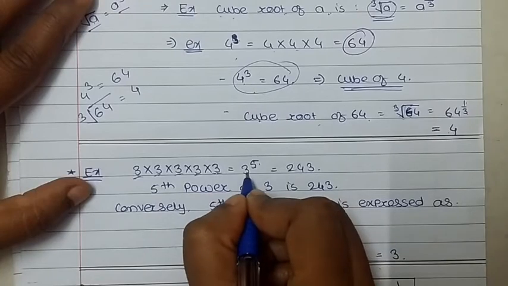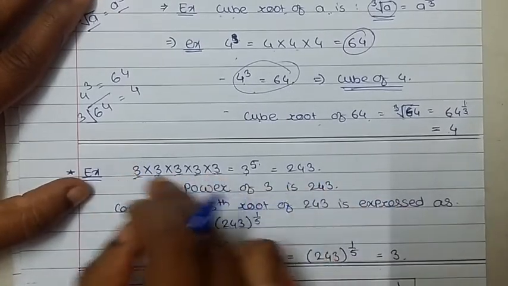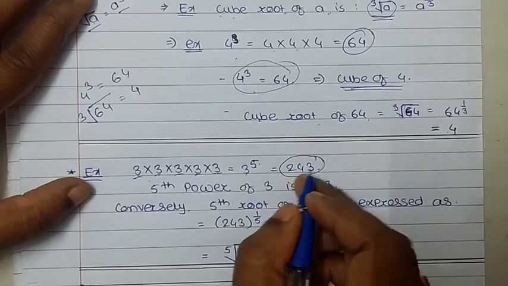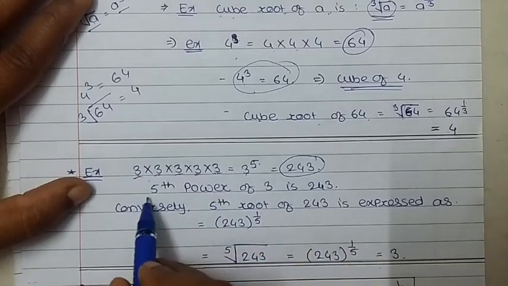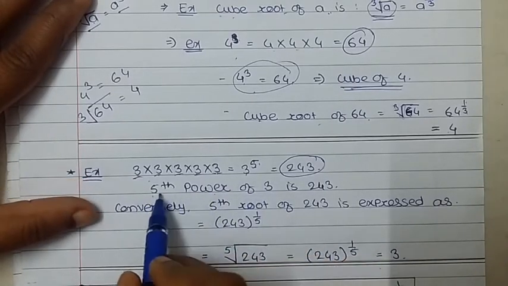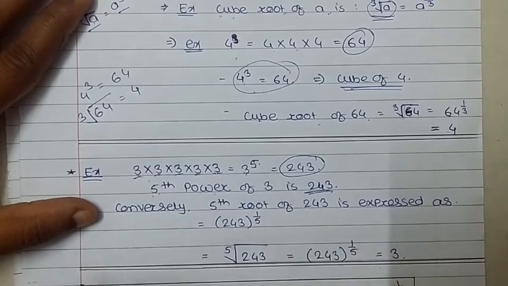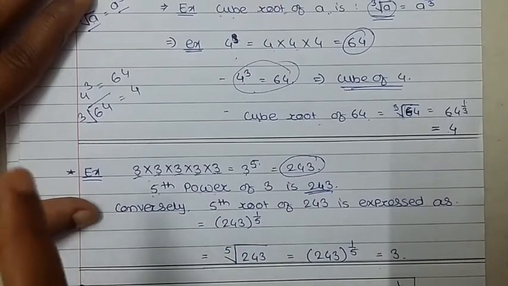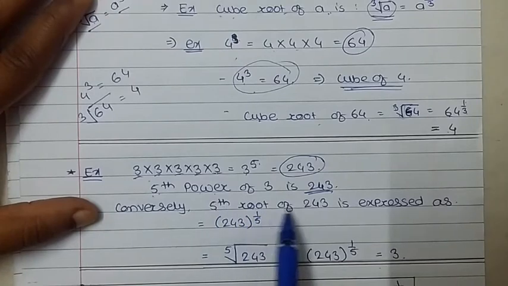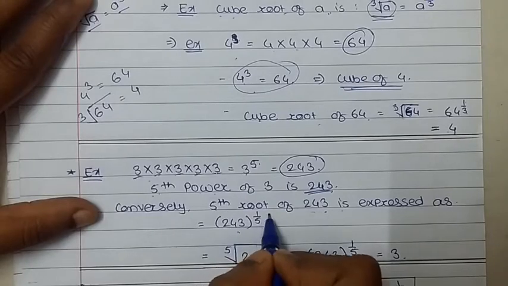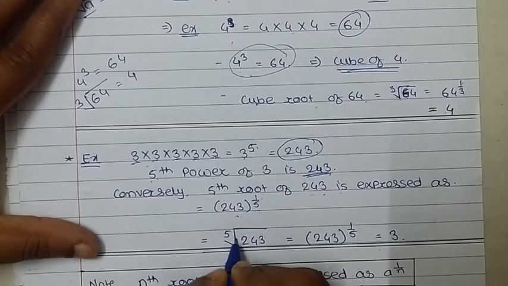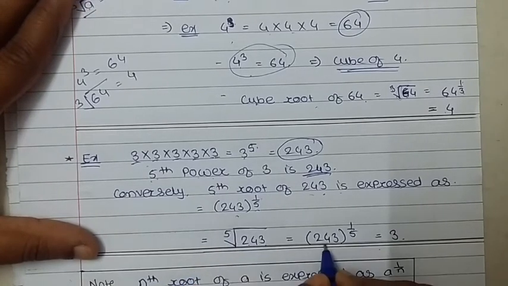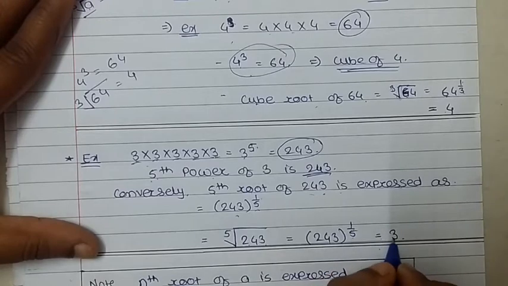Then what is the result here? When we multiply 3 five times, we get 243. So how to call it? The fifth power of 3 is 243. Conversely, the opposite of this, the fifth root of 243, is expressed as 243 raised to 1 upon 5, or it is also written like this: the fifth root of 243. That means 243 raised to 1 upon 5 is equal to 3.